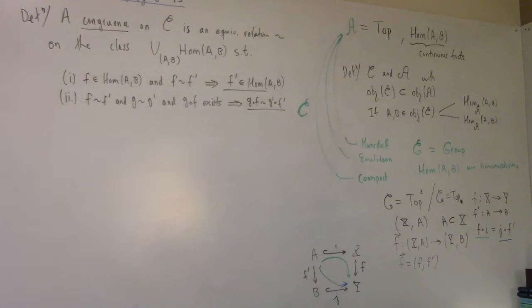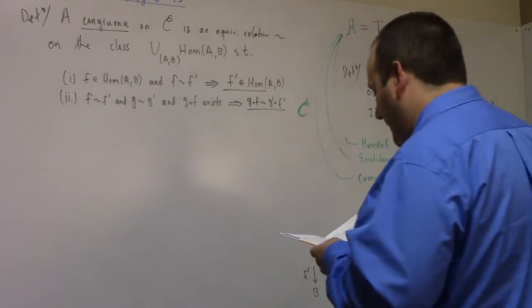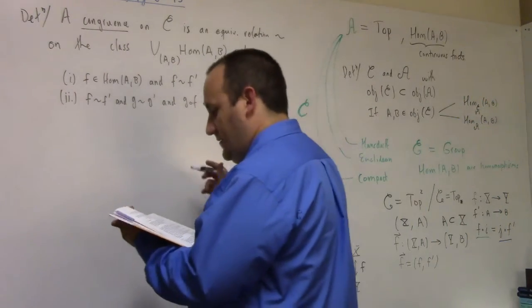Then he has a theorem. If you have a category with a congruence, and you let bracket f denote the equivalence class of the morphism f, then you can define a new category, category prime, as follows. The objects of category prime are equal to the objects of the category, and the morphisms of the primed category are the equivalence classes of the morphisms of the original category. And you also get that the composite of the equivalence classes is the equivalence class of the composites.